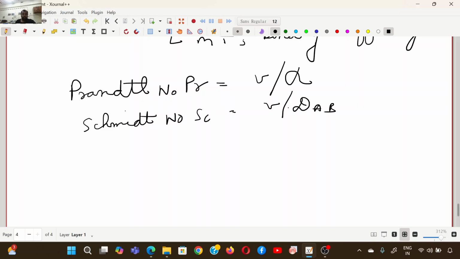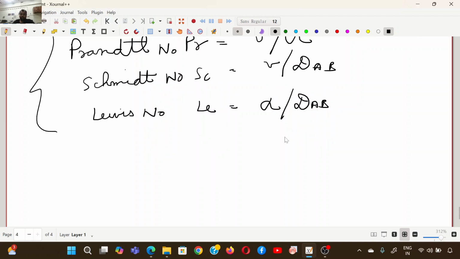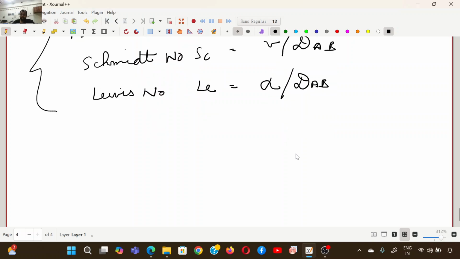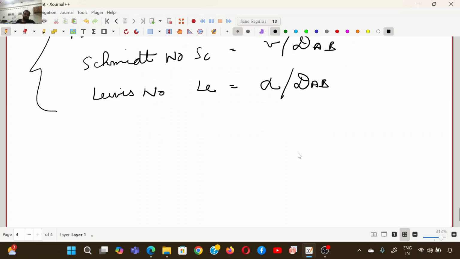Like that, there is something called Lewis number. That is alpha by DAB. So it's just the ratio of the different diffusivities. This is just extra information. You won't be asked all this in the quiz, but since we are covering diffusivity, I just thought I'll give these different dimensionless numbers which use the diffusivity concept.